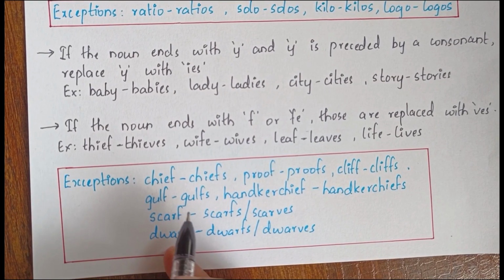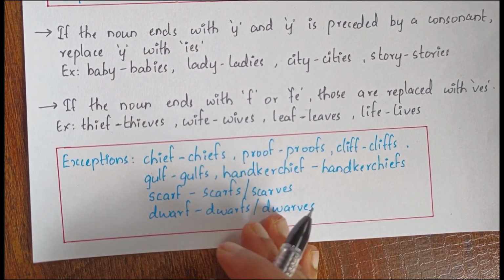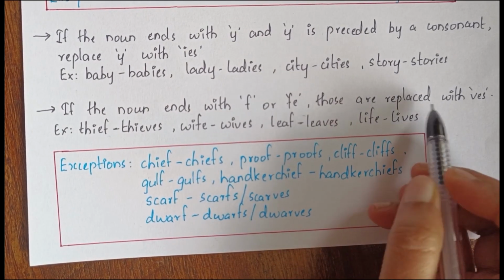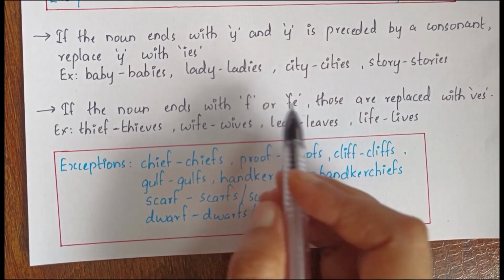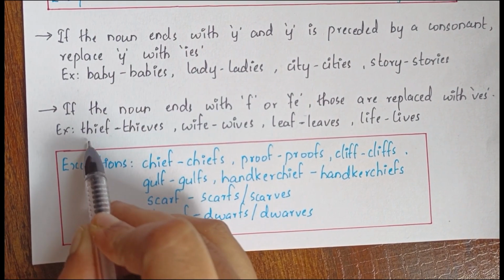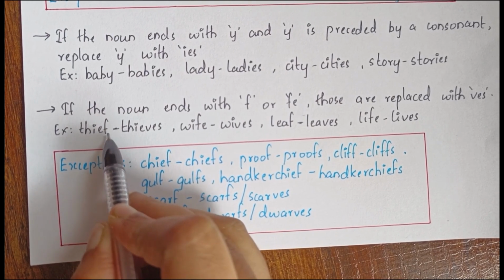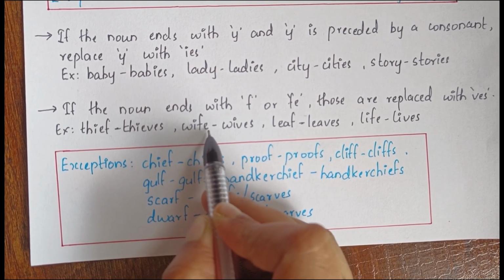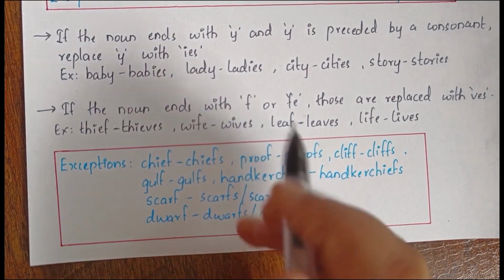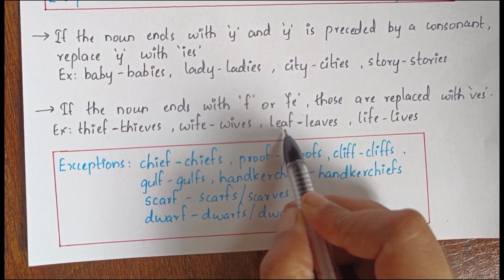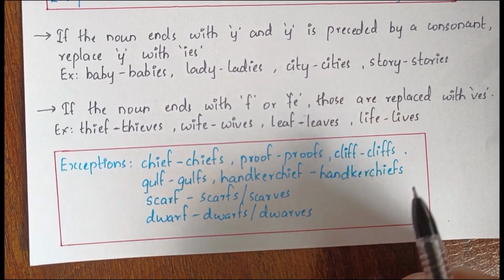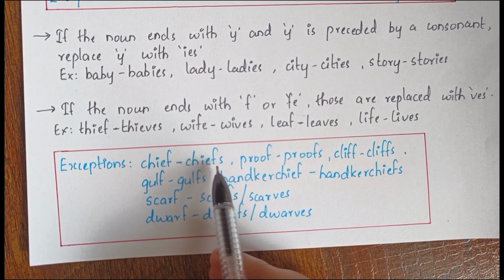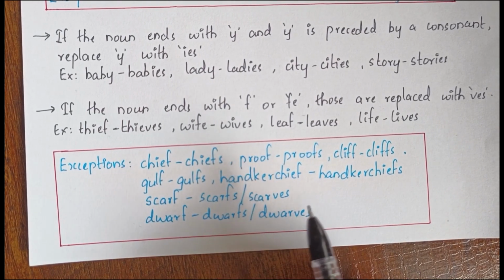The next case is if the noun ends with f or fe, then those are replaced with ves. That is, in the example thief, the ending letter is f. So f is replaced with ves: thief, thieves. And here it's ending with fe. Then fe is replaced with ves: wife, wives. Then leaf, leaves. Life, lives. So this also has some exceptions, like chief, chiefs. Here we are only adding s. We are not replacing f with ves. Just adding the letter s.